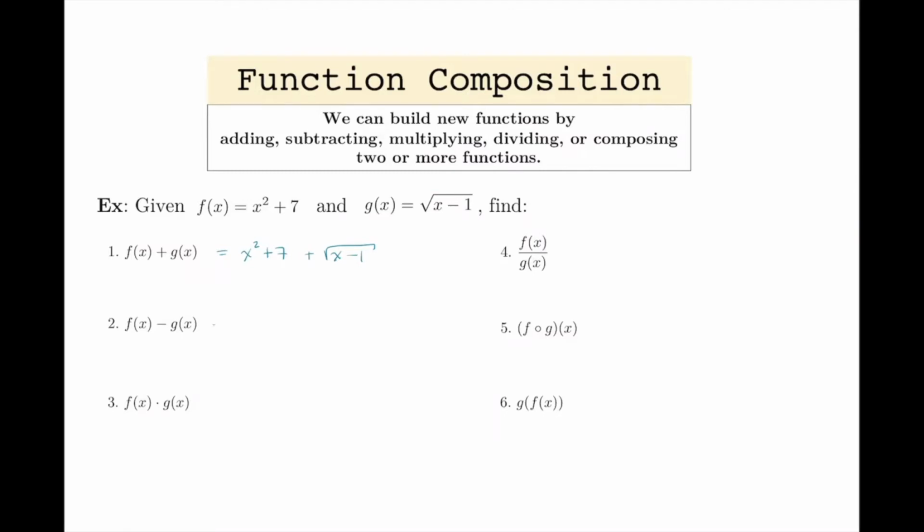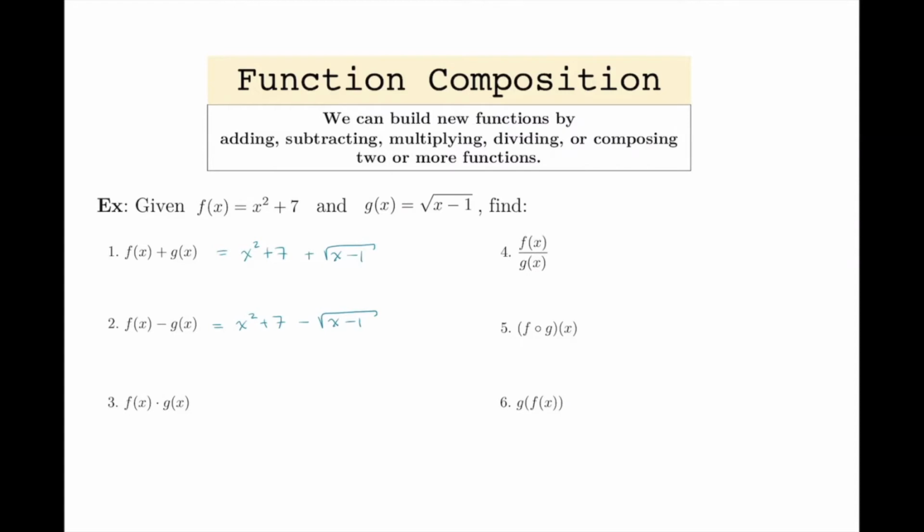The difference, f of x minus g of x, is also as simple as it sounds. We will just take f of x, which is x squared plus 7, and then we will subtract g of x, which is the square root of x minus 1. Again, nothing to do here to simplify, so this is the difference.